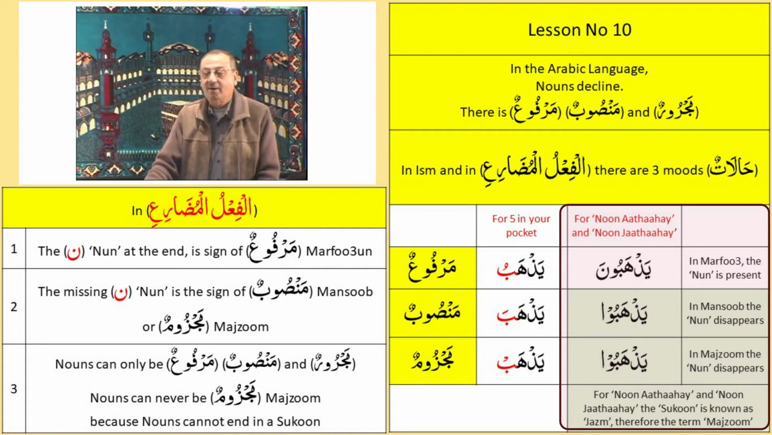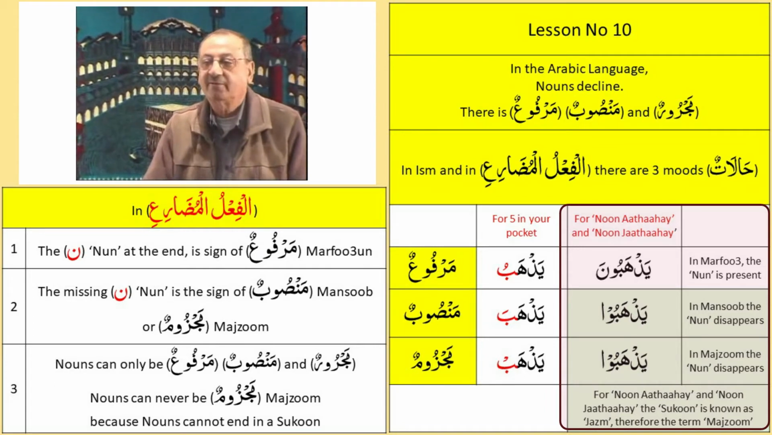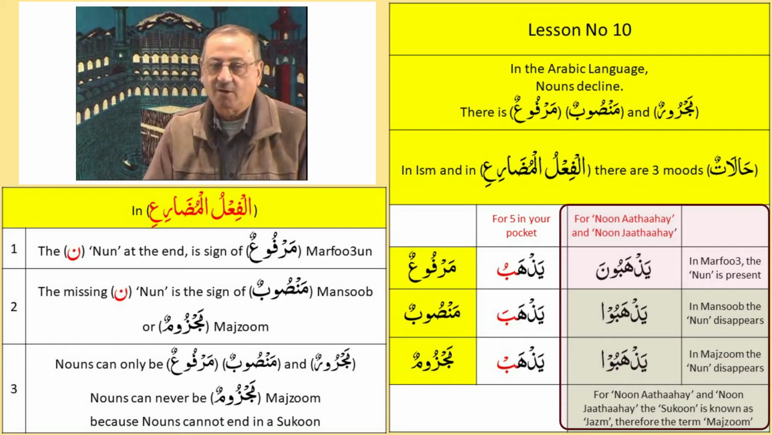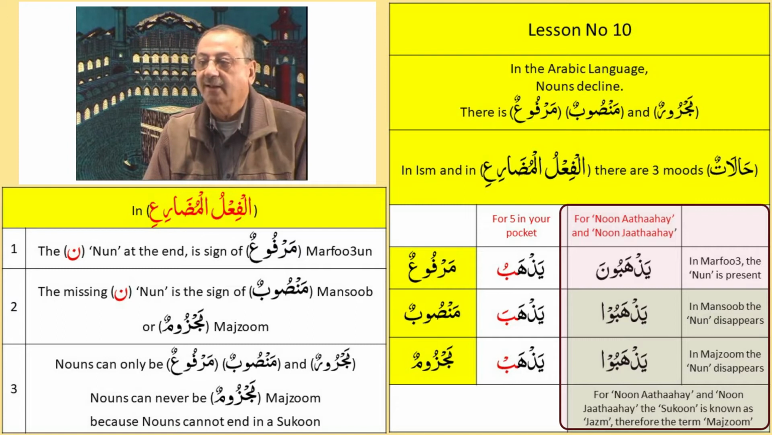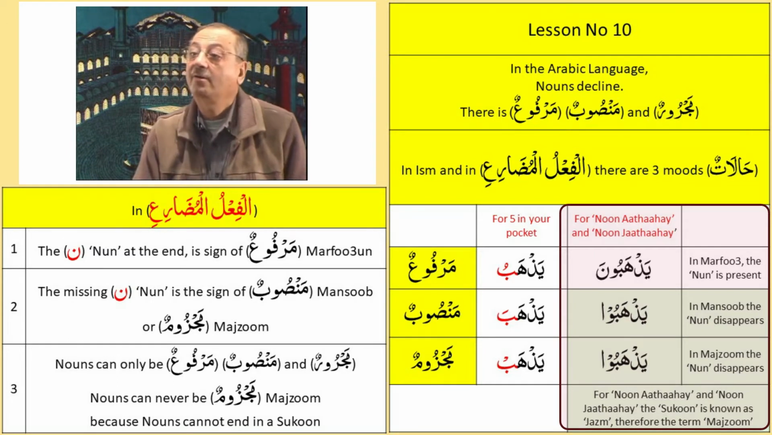So we are going to learn more about this as we progress in our studies. Are you with me? Right now, I only want you to understand that the fi'l mudari'a, when there's a noon in it at the end, it is marfu, and if you drop the noon, then either it is mansub or it is majzum. How will we know it is mansub or majzum? We are going to learn. And it is very easy, brother. It's very easy. And it's very interesting.